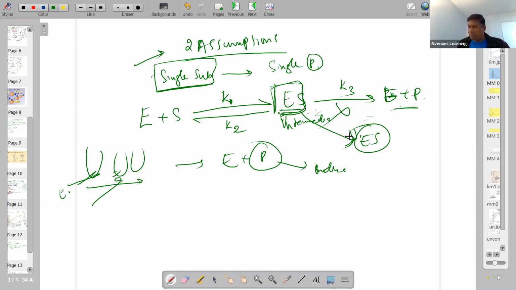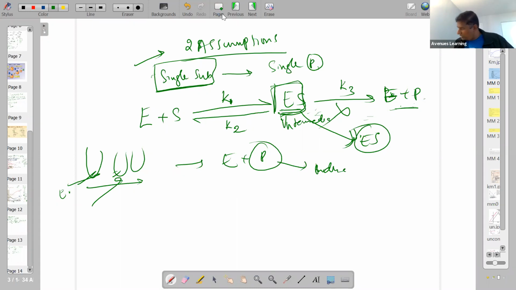You can't actually measure how much enzyme is bound to the substrate. So this cannot be determined. So we have to find a way to determine a quantitative relation between the substrate concentration and the rate of the reaction. So you cannot measure this, and you have to work a way around. Now, let's see the Michaelis-Menten equation.